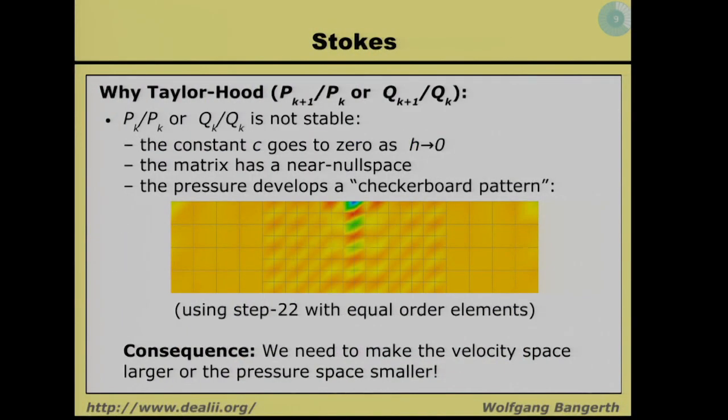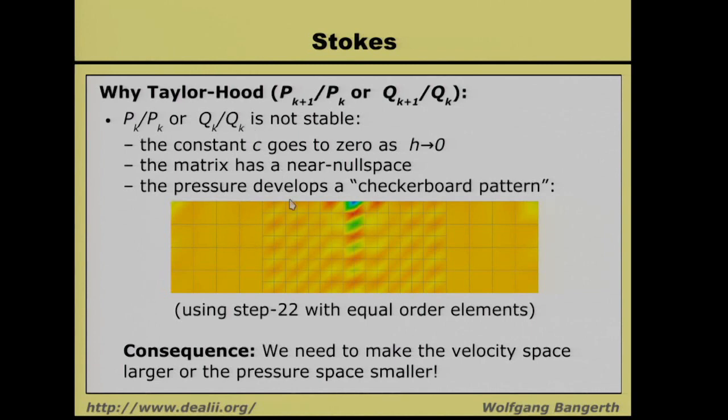Why do we do this? So you could think, the Taylor-Hood element is Pk+1 Pk or Qk+1 Qk, the first one being the velocity and the second the pressure space. You could think, well, maybe I could have chosen Pk Pk or Qk Qk. And that is something that we can easily try out in step 22, for example.